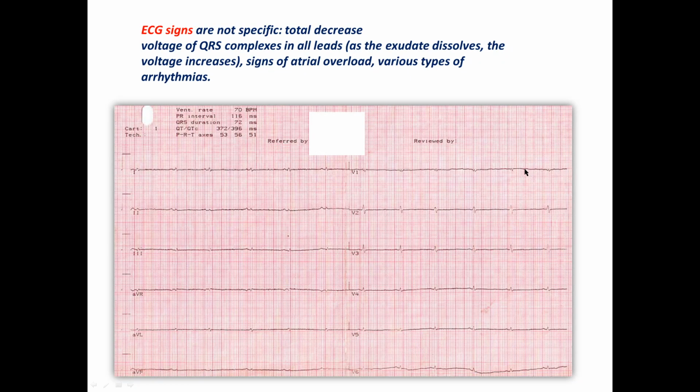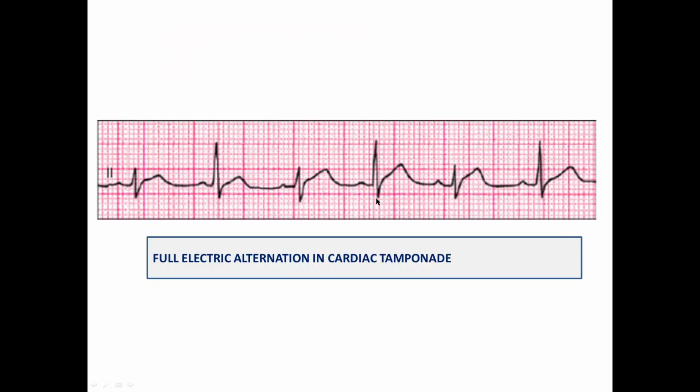ECG signs are not specific. Total decrease in voltage of ECG complexes may be characteristic, and signs of atrial overload, various types of arrhythmias. For example, here you see low voltage ECG. What does it mean, low voltage? We have decrease of R wave in standard leads less than 5 mm, in precordial leads less than 7 mm. As the exudate dissolves, the voltage may of course increase.